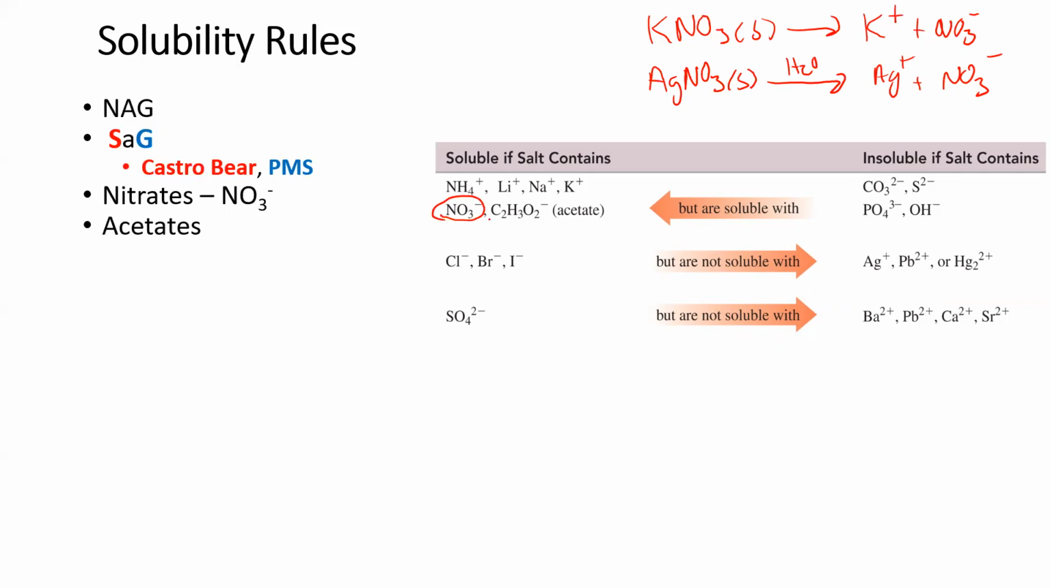Acetates are always soluble as well. They're like nitrates. No matter what lattice structure they're in, they're going to break out and dissociate because they prefer to be surrounded by water.